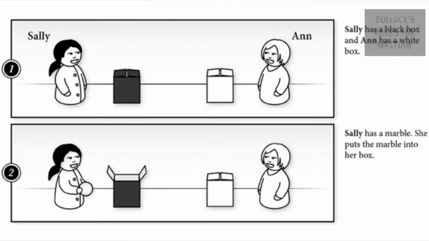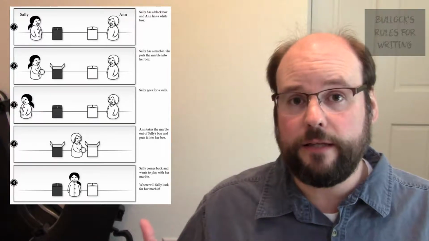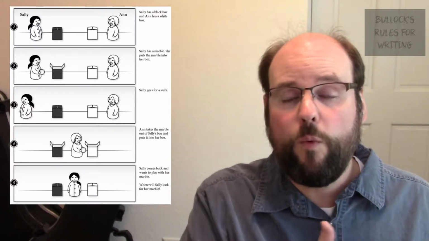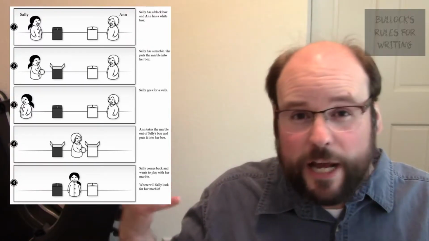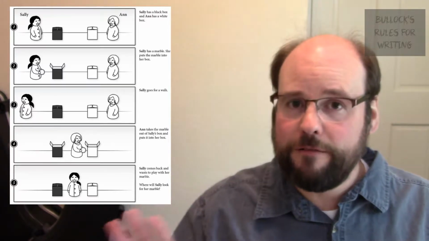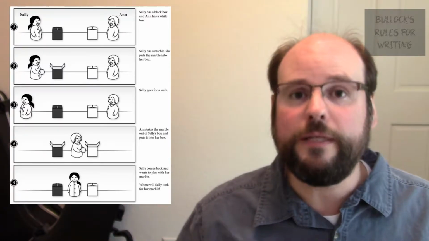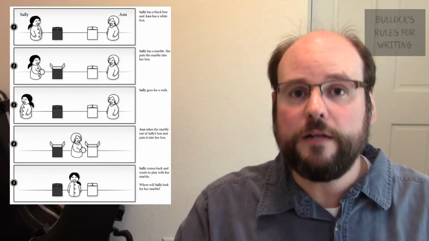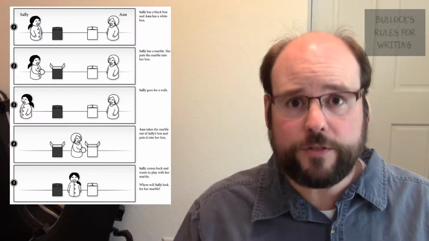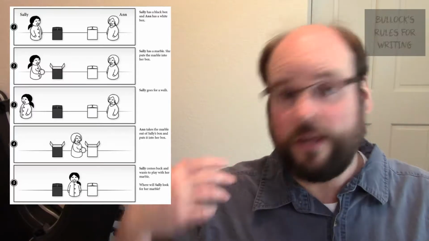Here's how it begins. So Sally has a black box and Ann has a white box. That's pretty helpful because you notice that Sally has black hair, Ann has white hair. Just kind of helps us remember. And this is not metaphorical. It doesn't mean that Sally is evil and Ann is good. Okay, it's not Star Wars. It's not a Western. It's a psychology experiment.